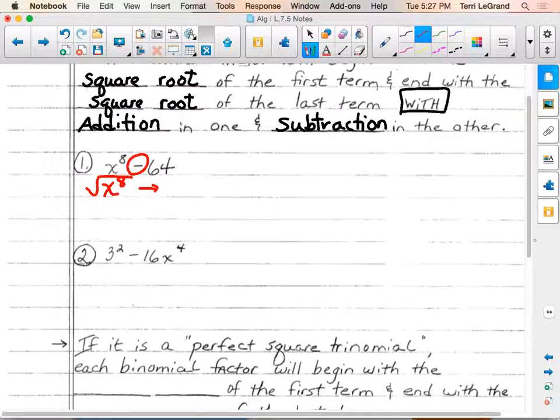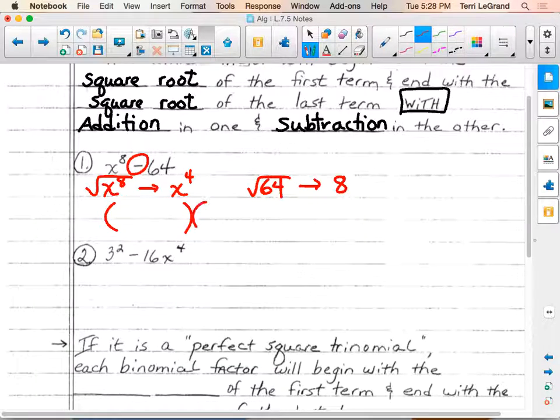Well, that happens to be x to the 4th, because x to the 4th times x to the 4th, 4 plus 4 is 8. And then I'm going to take the square root of the last term, which is 64. Don't worry about the subtraction right now. Square root of 64, we're going to go with 8. And now that I found out they are both perfect squares, I can get a square root.